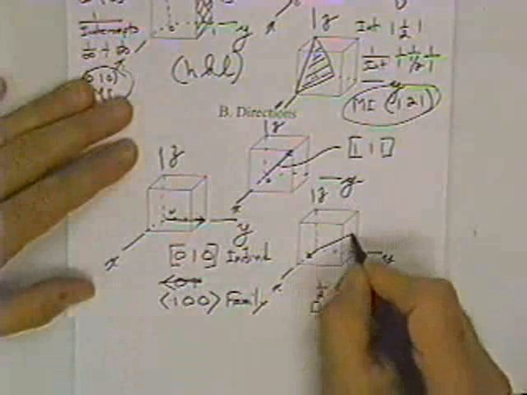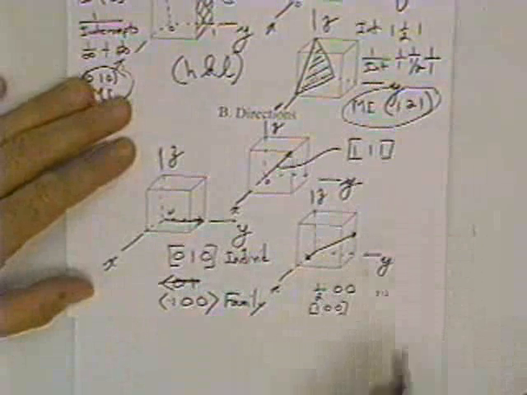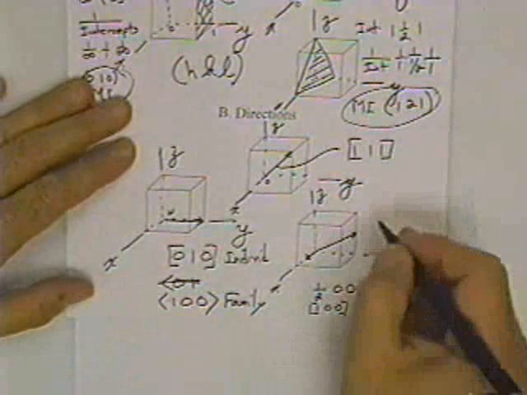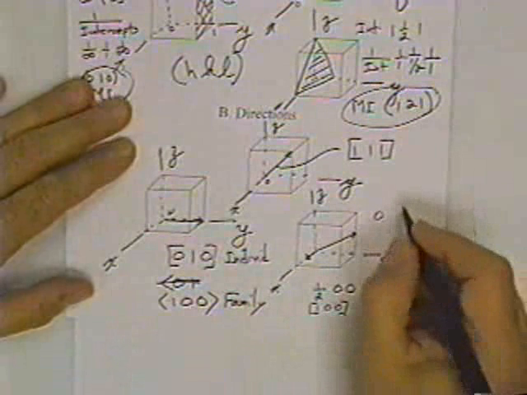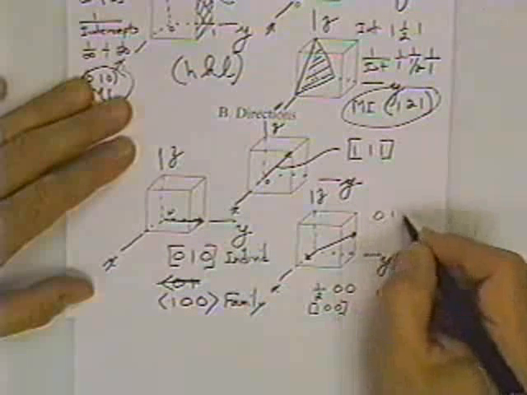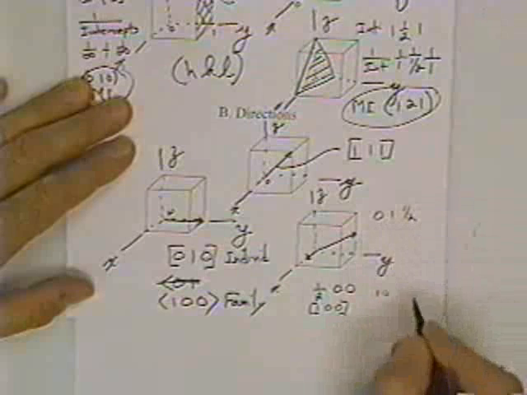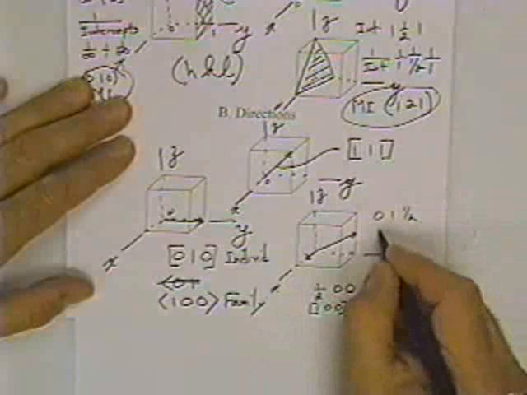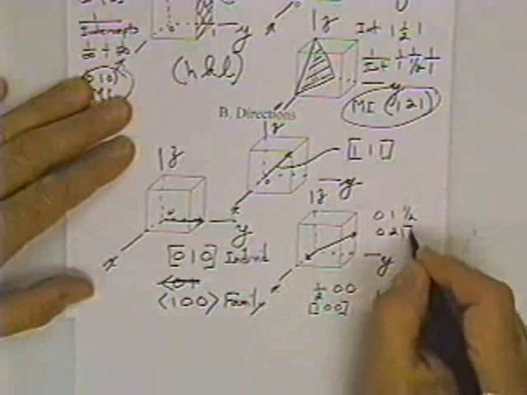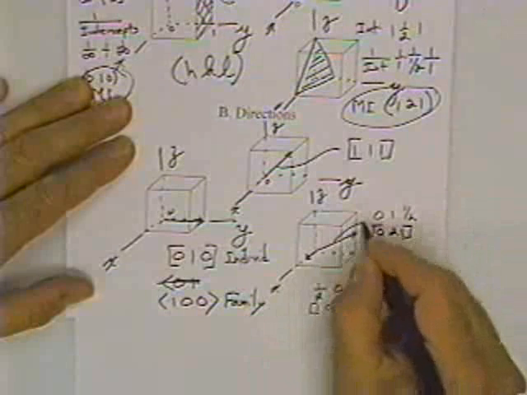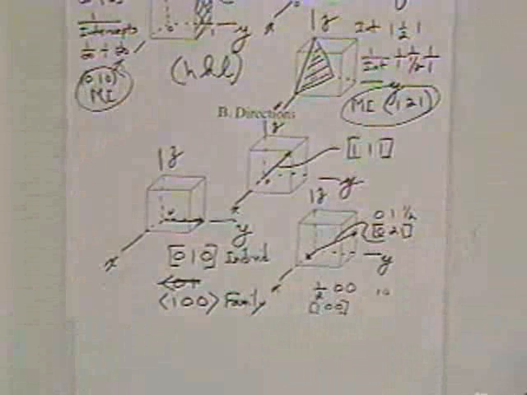Let's try one more. If we put a direction in a position like that, we would have 0 on the X, we would have 1 on the Y, half on the Z. We clear a fraction, so we would have 0, 2, 1. That would be the 0, 2, 1 direction.